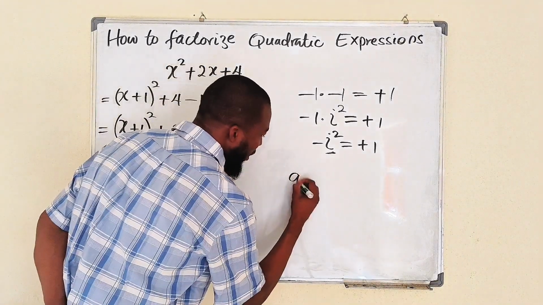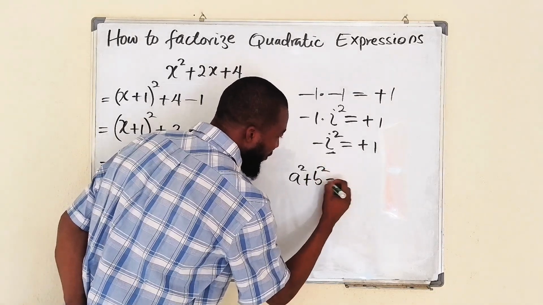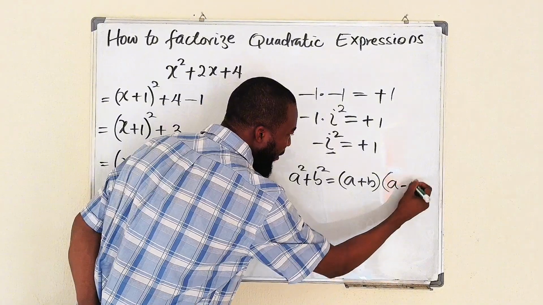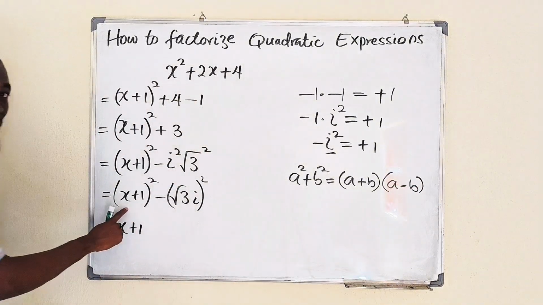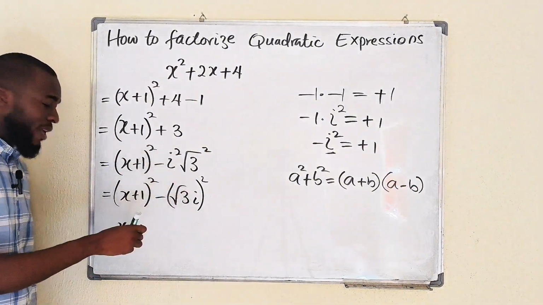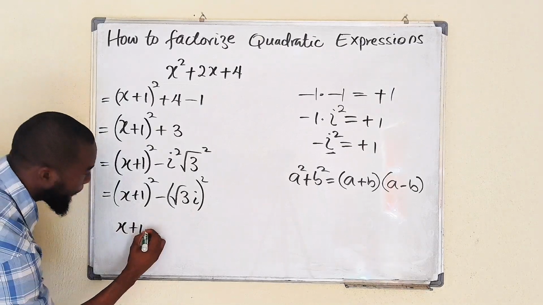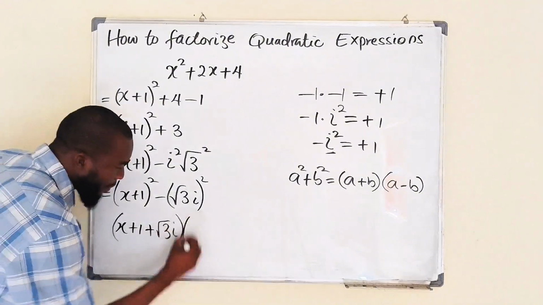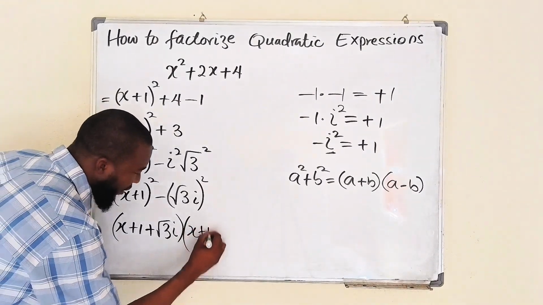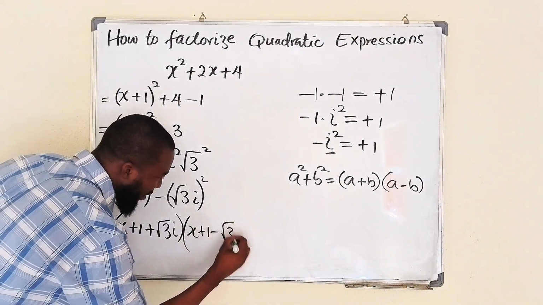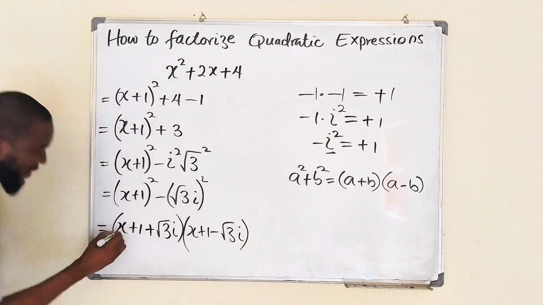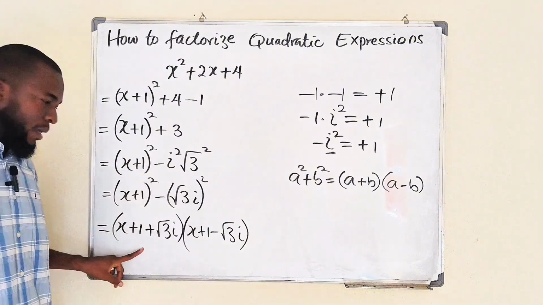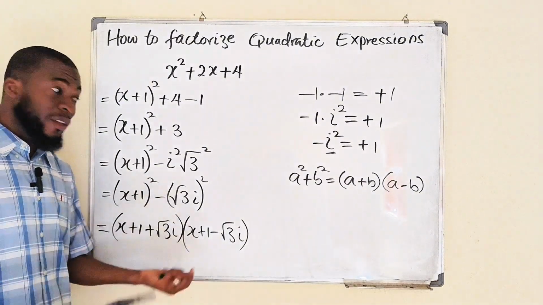And to factorize it, let me write it here for you. A squared minus b squared is equal to a plus b multiplied by a minus b, for which a is the whole of x plus 1 and b is root 3 i. So this is a plus b, right? Then multiplied by x plus 1, which is a, then minus b, which is root 3 i. Finally, we have successfully factorized the whole of this as this. This is a factor, right, in the complex world.